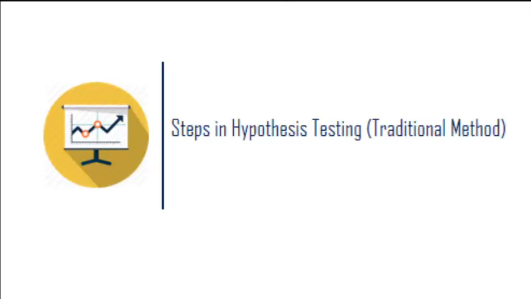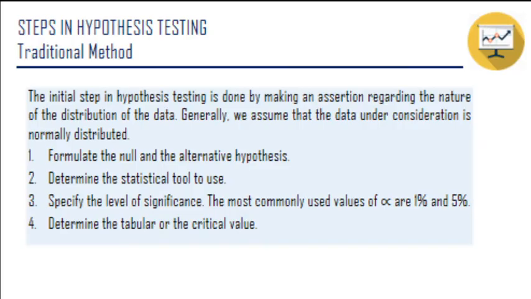Now, we discuss the steps in hypothesis testing for traditional method. The initial step in conducting tests of significance of the observed measurements is done by making an assertion regarding the nature of the distribution of the data. Generally, we assume that the data under consideration is normally distributed. Especially when we are dealing with parametric tests, you really need to prove that the data are normally distributed before you use parametric tests. So the first step is to formulate the null and alternative hypothesis.